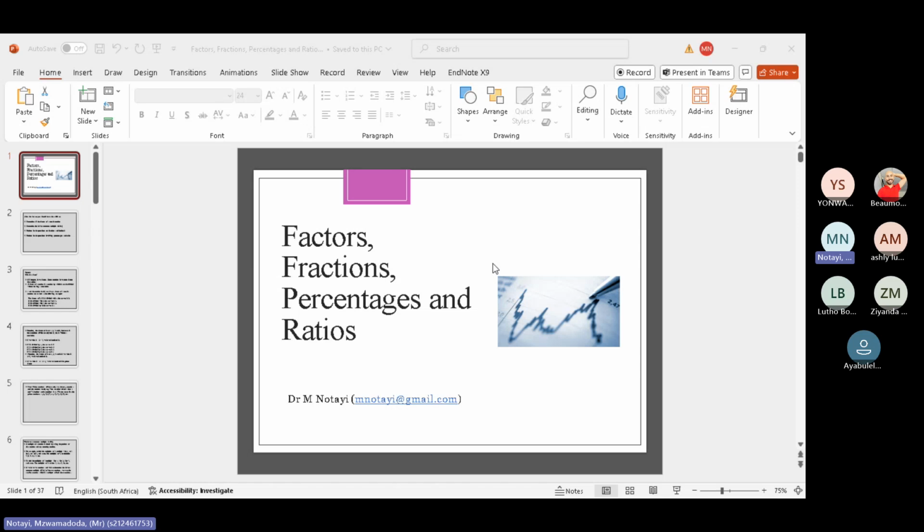Today we are looking at factors, fractions. I don't think we're going to have time to look at percentages and ratios. And then we will look at some question papers just to see the examples and the style of questioning as well. Let's jump into it.